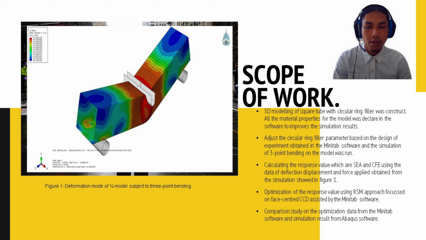Adjust the circular ring filler parameter based on the design of experiment DOE obtained in Minitab software, and the simulation of 3-point bending on the model was run. Calculating the response value, which are SEA and CFE, using the data of deflection, displacement, and force applied obtained from the simulation shown in Figure 1. The optimization of response value using RSM approach focus on face-centered CCD assisted by Minitab software. Comparison study on optimization data from the Minitab software and simulation result from Abaqus software.